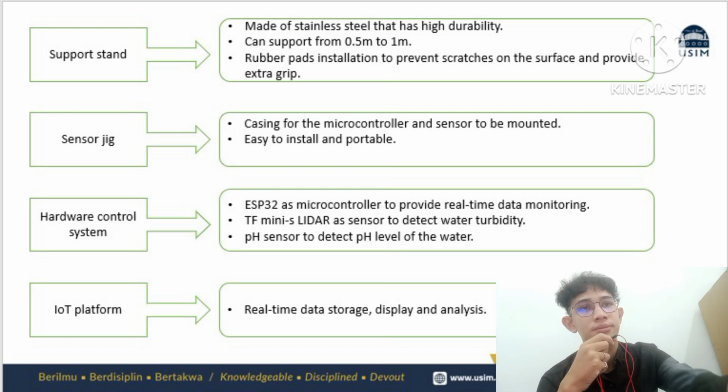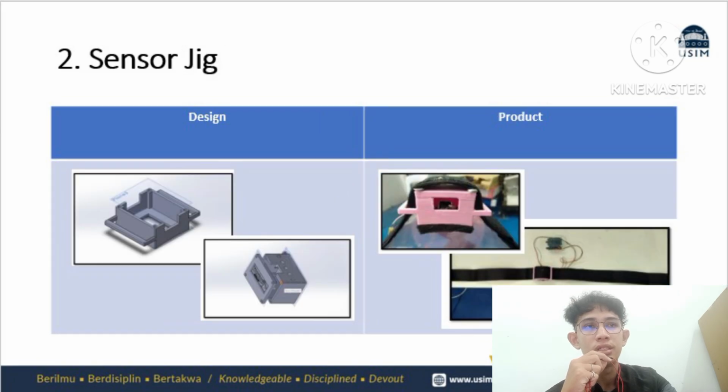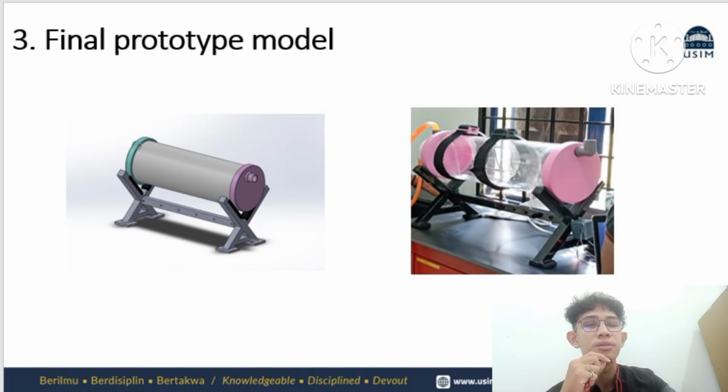On the screen is the support stand, for which I used SolidWorks for the schematic design. For the development, we will fabricate it using stainless steel. So you can see the support stand. This is our sensor jig. We will use a Velcro strap to wrap the sensor and our microcontroller box onto the pipe. So this is the final prototype model that has been fabricated.